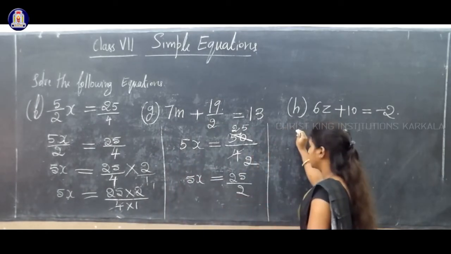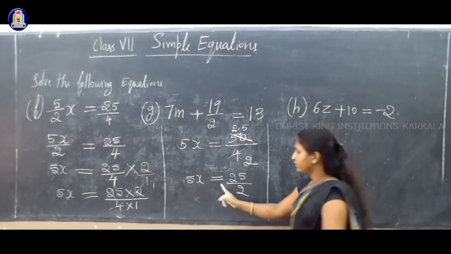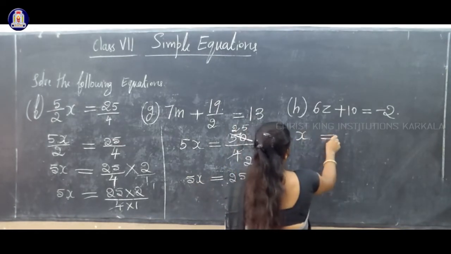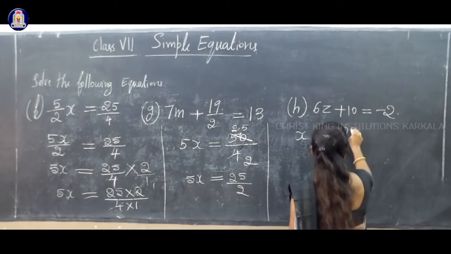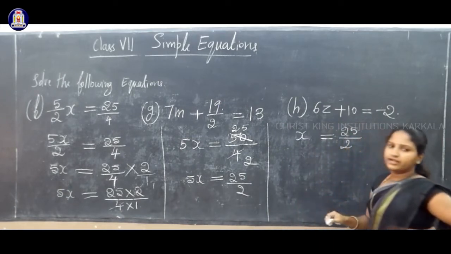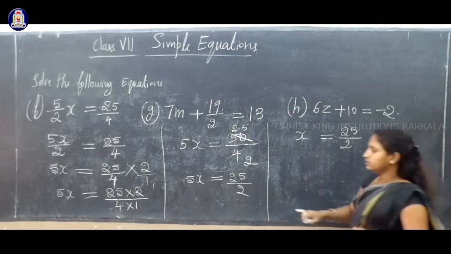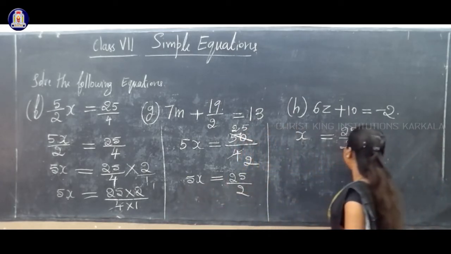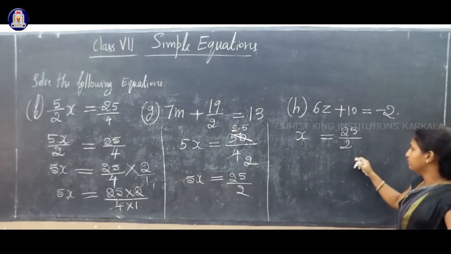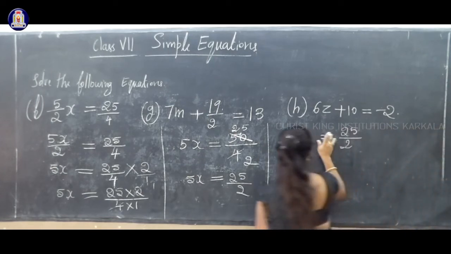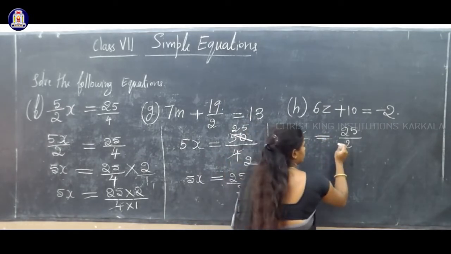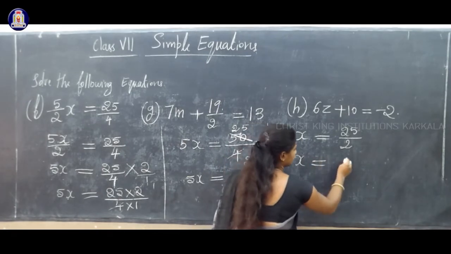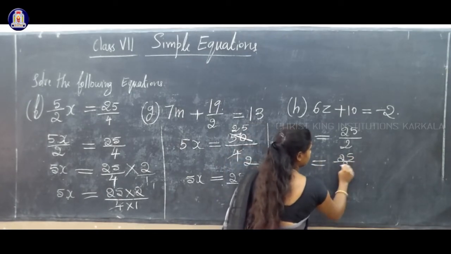So now how to find the value of x? 5x is equal to 25 by 2. We want to know the value of x. So x is equal to 25 by 2, 25 divided by 2. Then here 5 is multiplied to the variable, so it will divide the right hand side. See here, 25 by 2, and x is equal to 25 by 2 will be in the same place.